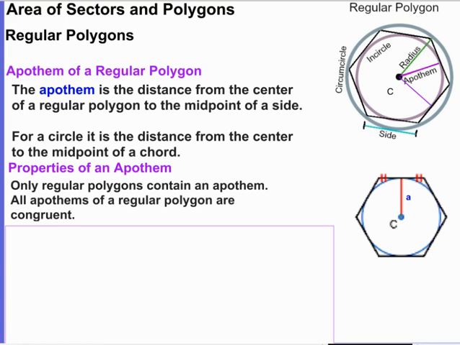Okay, and if we were to draw some lines, let's see, let's pick this color blue, from the vertex to the center, you'll notice that we can form a triangle, and this would be the height of the triangle.